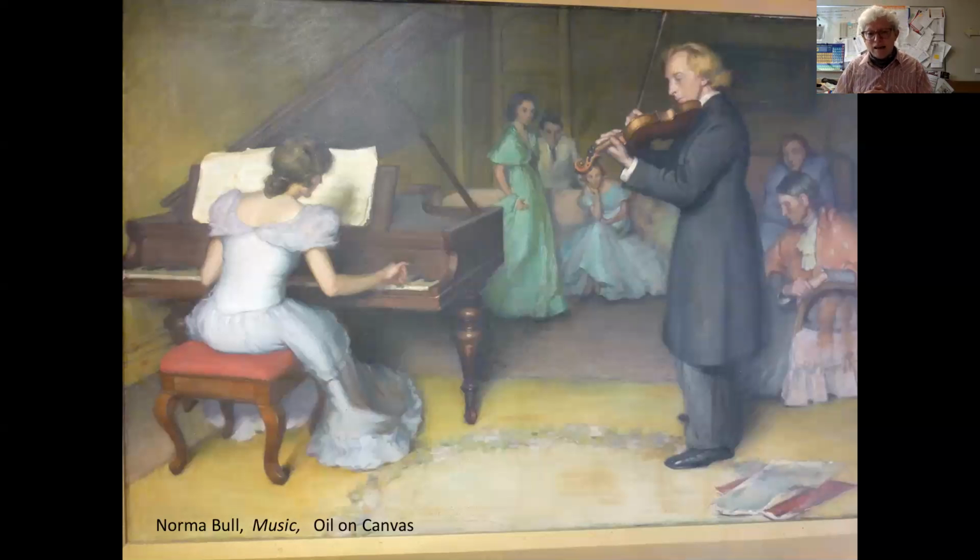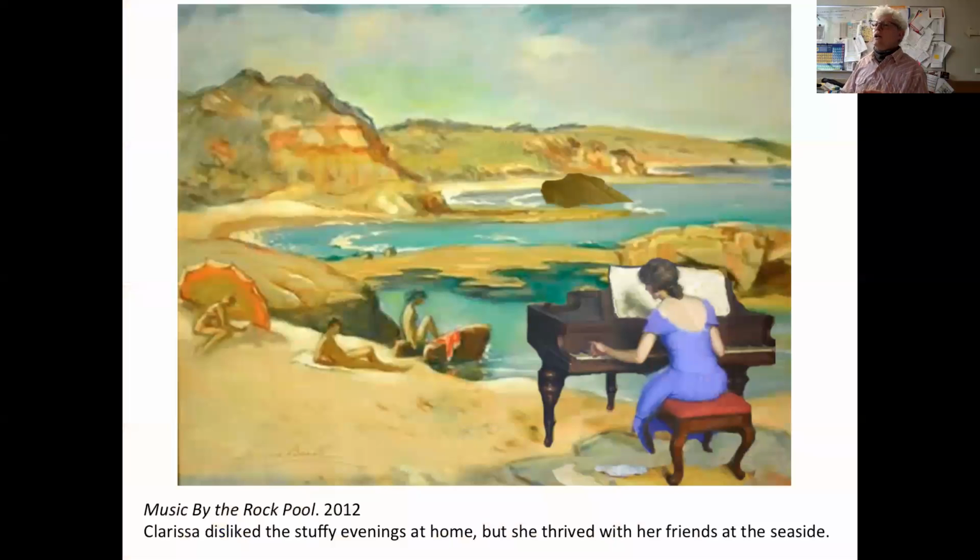So in my haste to respond to this task, I used another Norma Bull painting. Now, I would appreciate that you make your own artwork. Because I came up with this idea 20 minutes before I had to give the class, I had to use Photoshop and combine the two images, but it's pretty good. So here it is. This is another Norma Bull painting, and it's called By the Rock Pool.